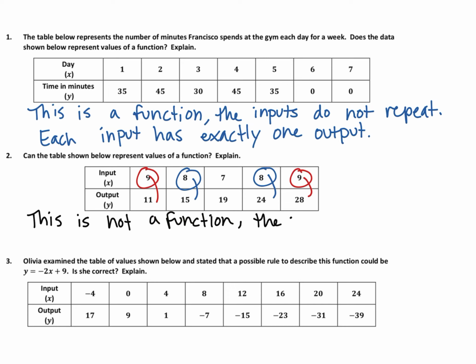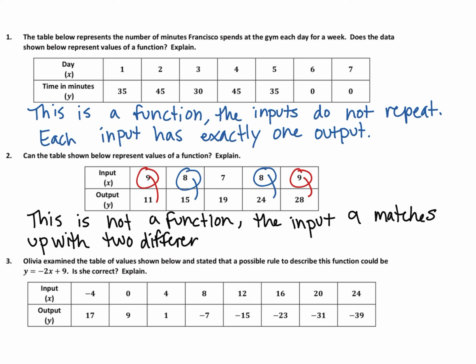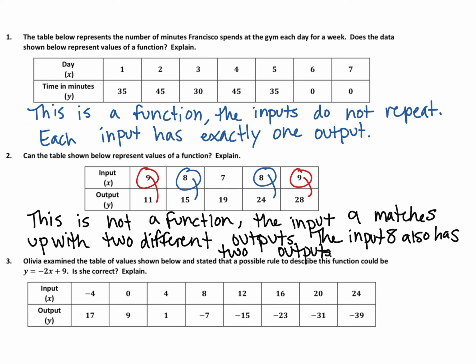The input 9 matches up with 2 different outputs. The input 8 also has 2 outputs. To be a function, they can only have one output. If it repeats, it has to be the same output the second time.